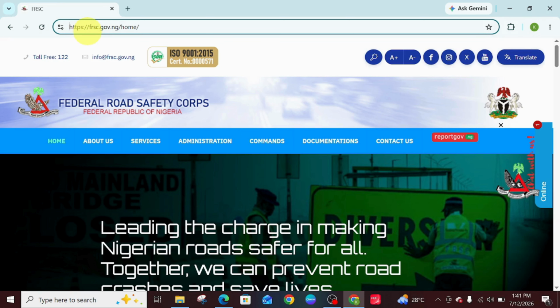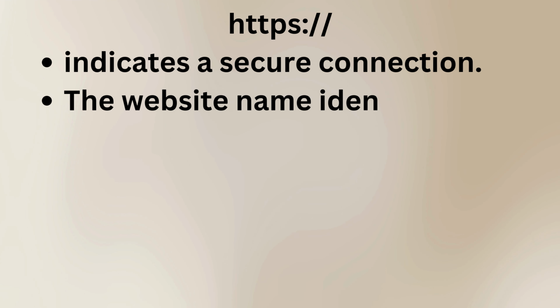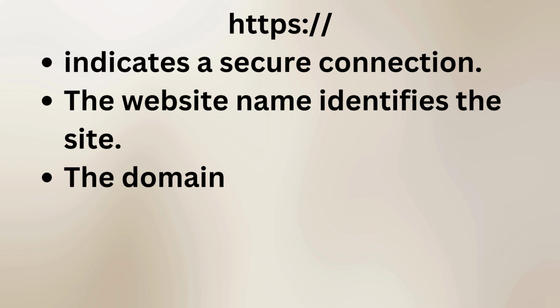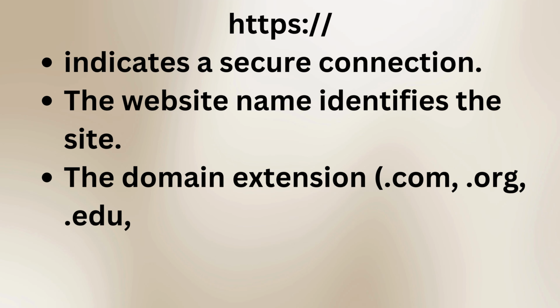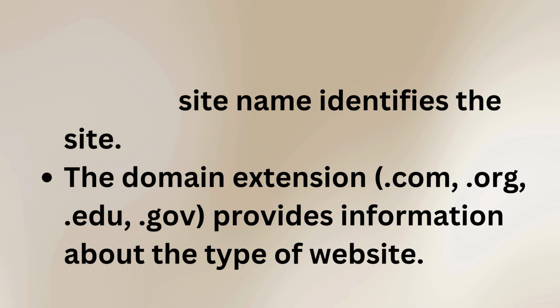HTTPS indicates a secure connection. The domain extension that you see, that is government, there is the one for edu, that's education. There is the one for org, that's organization. There is the one for .com. It only provides information about the type of website. I don't know if you really get what I'm saying, but that is how much I can explain it.